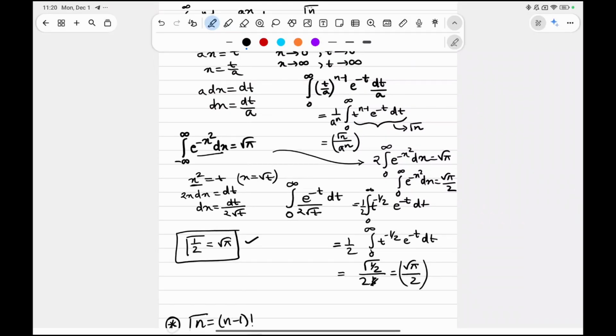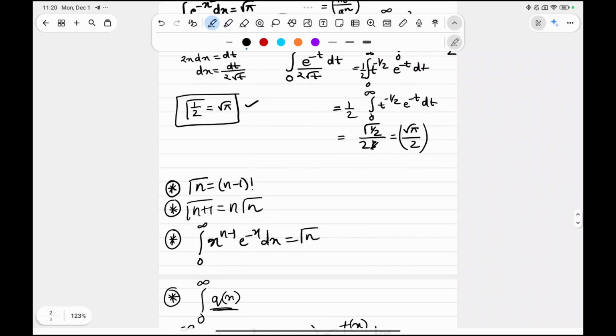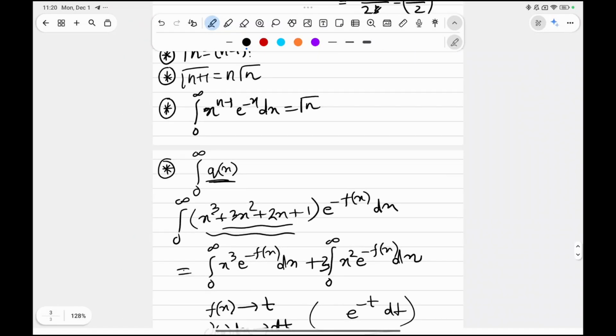After that you can see the beta function, where we will do a lot of PYQs of JEE Mains and JEE Advanced. So this is my first video, about gamma function.